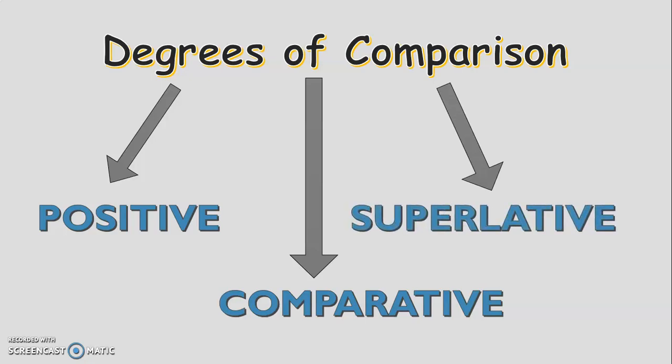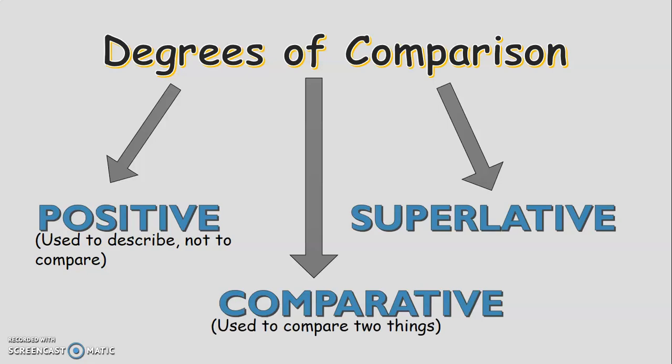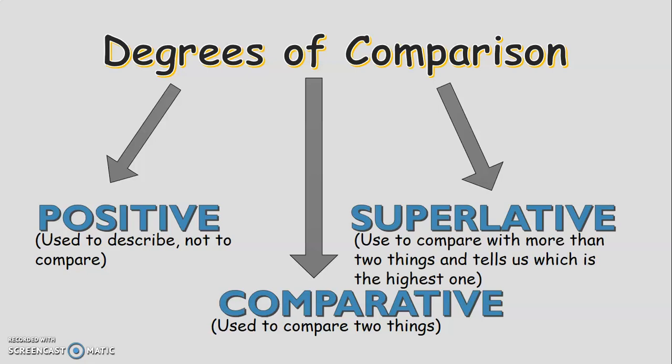Now, what do you mean by positive degree? It is used to describe, not to compare. What is meant by comparative degree? It is used to compare two things. And what is meant by superlative degree? It is used to compare with more than two things and tell us which is the highest one. Let's see the examples of degrees of comparison.